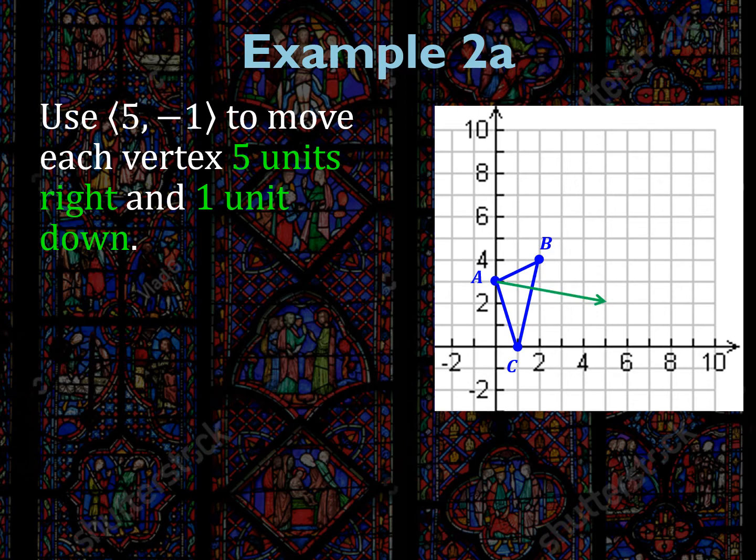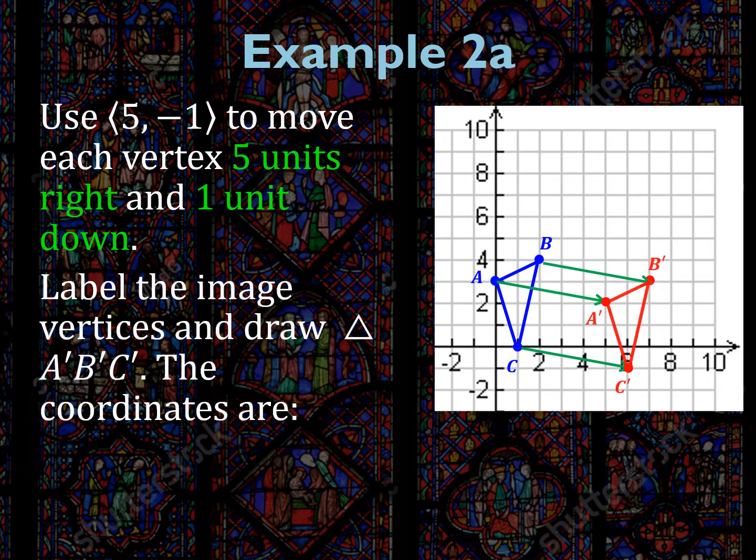So take point A, go 5 to the right and 1 down. So you notice A moves to A prime, which is at (5, 2). You'll do the same with B. B moves to B prime, so it goes 5 to the right, 1 down. So that's at (7, 3). And point C moves 5 to the right and 1 down, so that's at (6, -1). So label this image A prime, B prime, C prime. So the coordinates again are (5, 2) for A prime, B prime is (7, 3), C prime is (6, -1). So all you're doing is taking each vertex, each corner of the shape, and moving it however many units it says to move. So in this case, 5 to the right, 1 down, and you just draw all 3 vertices and move the whole triangle.